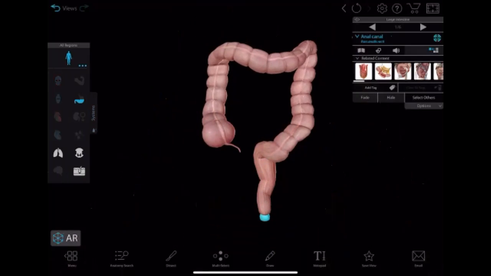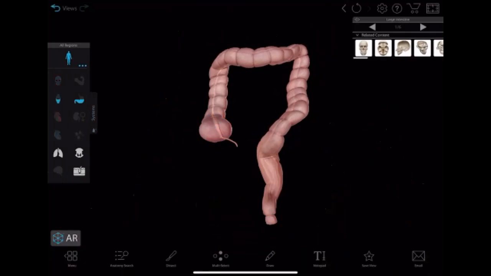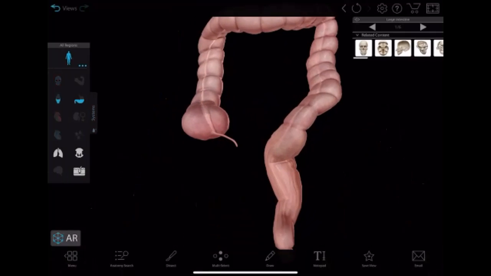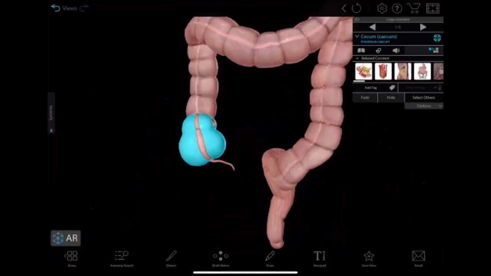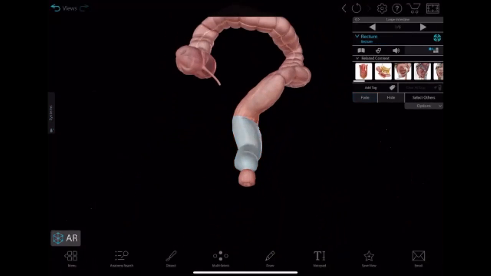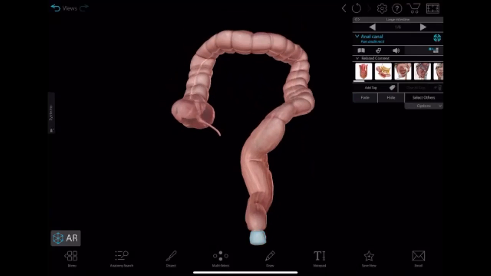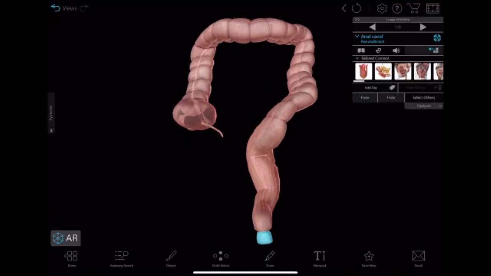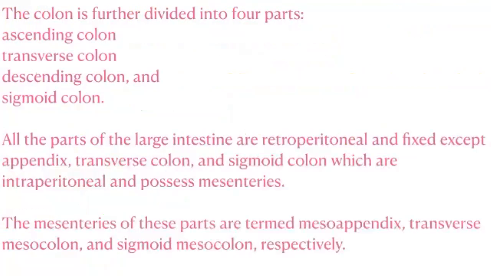So if you see like this, right? This is the cecum with its appendix. This one is the appendix, cecum, and the colon. After the colon comes the rectum. This one is the rectum, and this one is the anal canal, right? The colon is further divided into 4 parts: ascending, transverse, descending, and sigmoid colons, right?